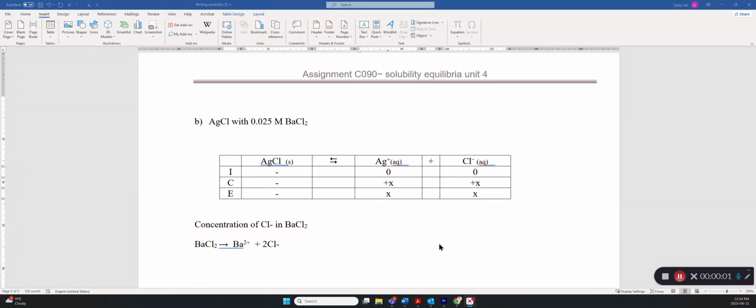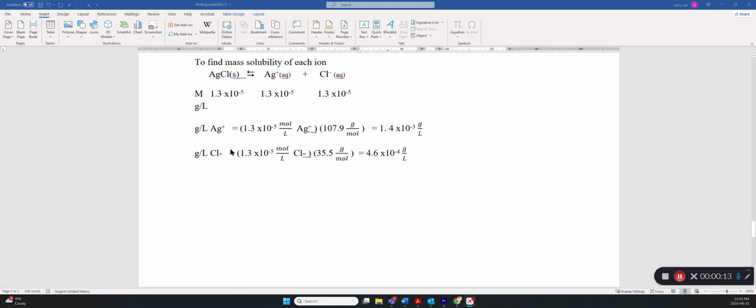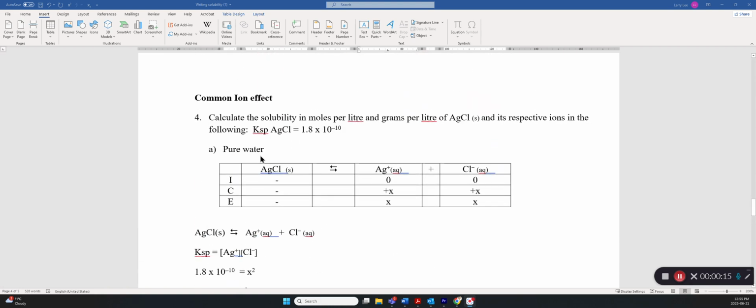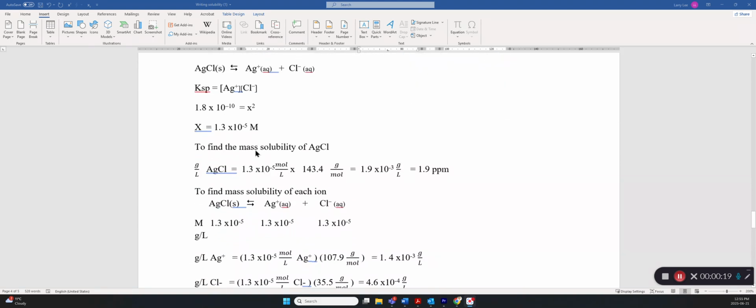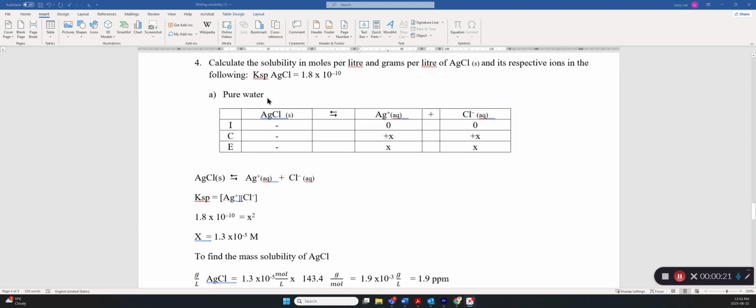Okay, this is now a common ion effect. Doubt this will be on the test, but in case it is on the test, we have previously found the concentration or the molar solubility of silver chloride in pure water, and that was easy enough when you have the ICE table made.